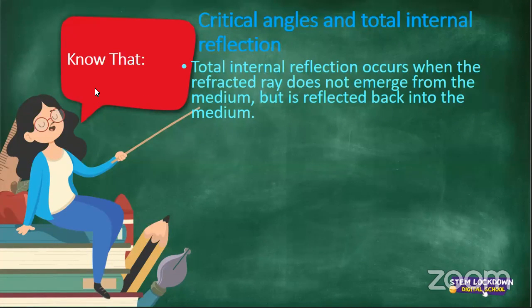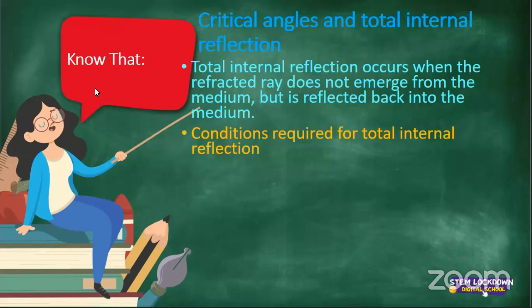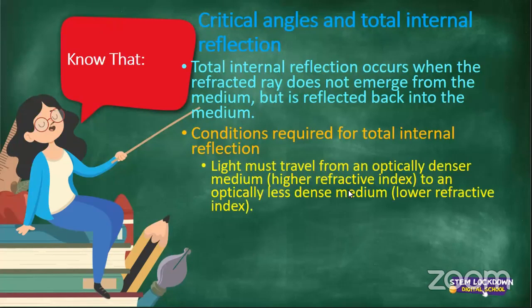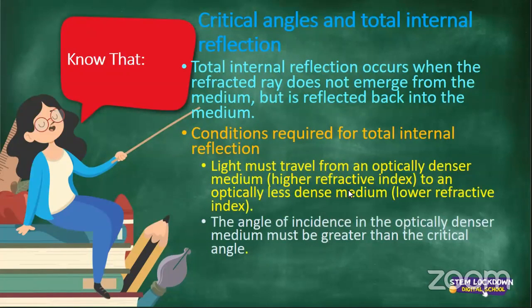Right, remember that we have talked about critical angle and total internal reflection. We have said total internal reflection occurs when the refracted ray does not emerge from the medium, but is reflected back into the medium. So there are conditions for total internal reflection to occur. The first thing that you need to consider is that the light must be traveling from an optically denser medium, a medium of higher refractive index, to an optically less dense medium, a medium of lower refractive index. And then the angle of incidence in the optically denser medium must be greater than the critical angle.